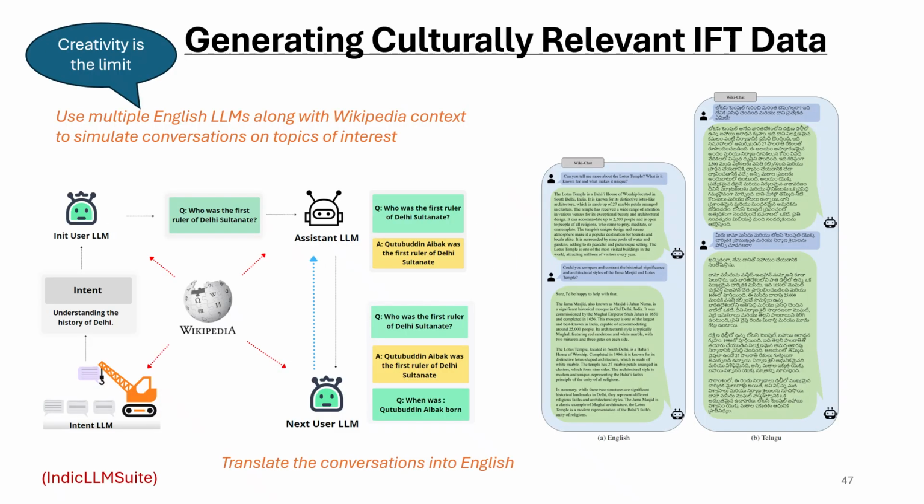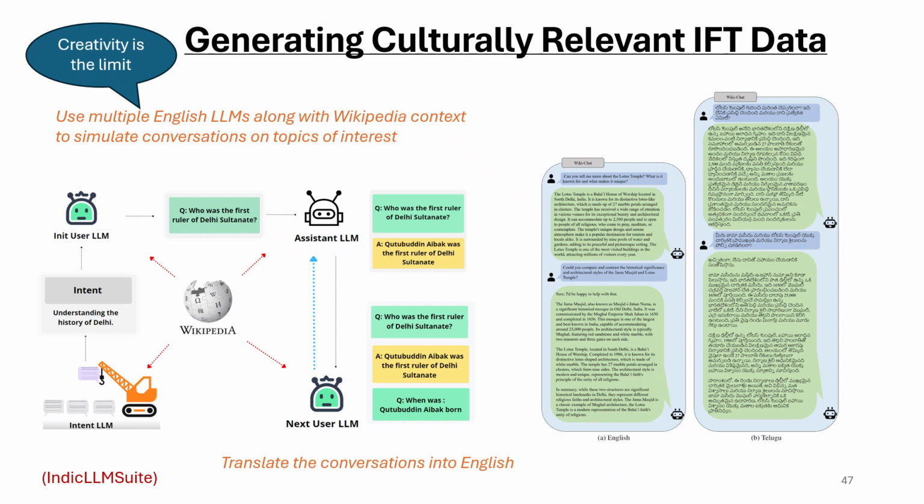There are lots of approaches people are trying out to generate culturally relevant examples. I'll just pick one illustrative example from the English LLM suite again, where multiple English LLMs are used along with Wikipedia context to simulate conversations in a topic of interest for that particular culture or language. For example, here a conversation about Delhi, the history of Delhi, tourism in Delhi, etc., is generated. So, what is done is there is an LLM which acts as an intent LLM and generates an intent, given a Wikipedia page.